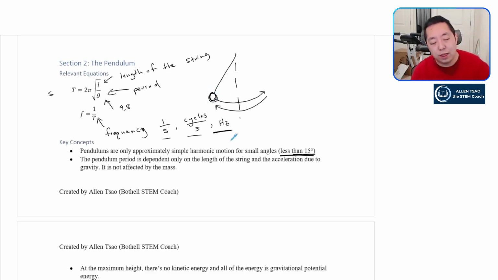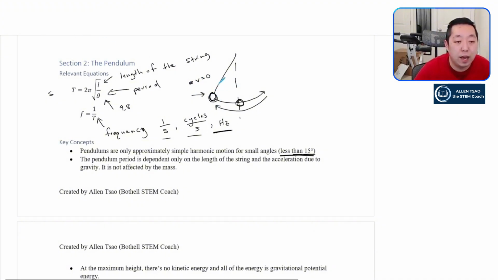So the way you want to think about this one is there's an exchange between energies. At the highest point, where it has no velocity, the speed is 0. So at the highest point on its swing, it has no kinetic energy. Okay, it has the highest gravitational potential energy.